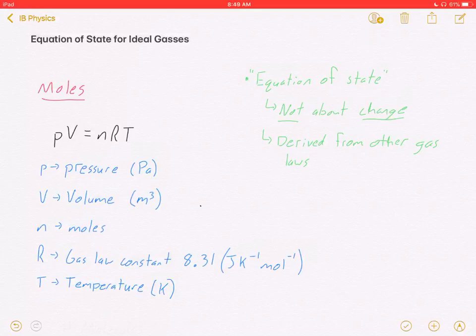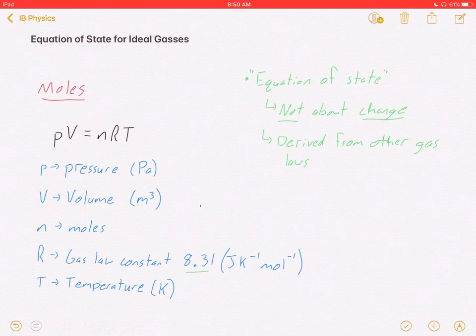nRT. Just be careful. In chemistry, you probably didn't use a volume in cubic meters. You probably didn't use a pressure in pascals, and your temperature might have been in degrees Celsius instead of Kelvin, which means that the constant is a little bit different in our case. We want to use pascals and meters cubed, the base units for the SI system.